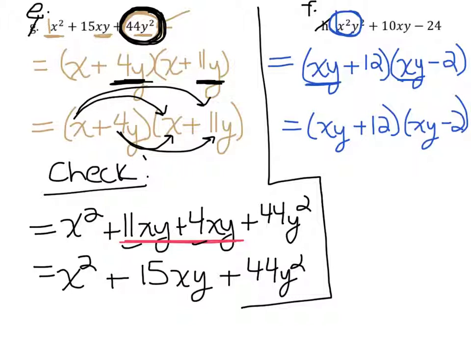And again, you can check this to make sure that it is actually correct, but this will be considered your final answer. And this concludes the video on factoring trinomials of the form x squared plus bx plus c.